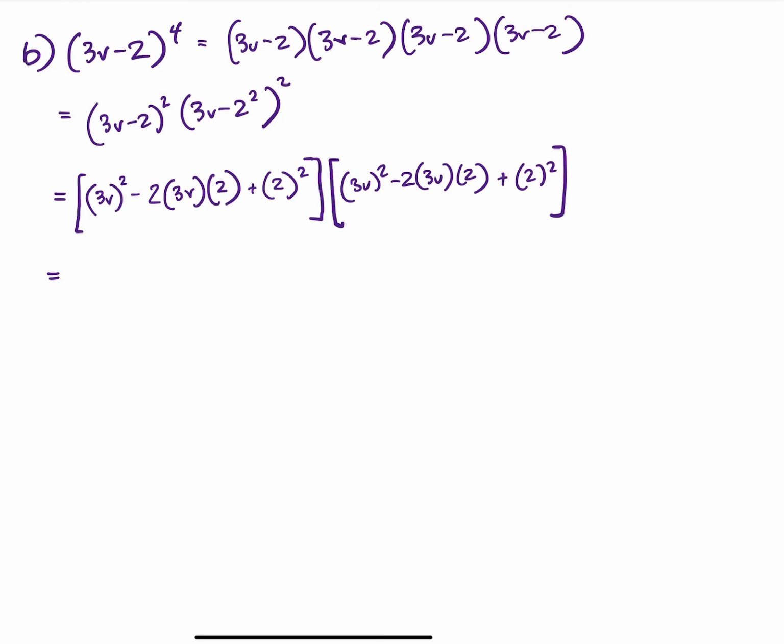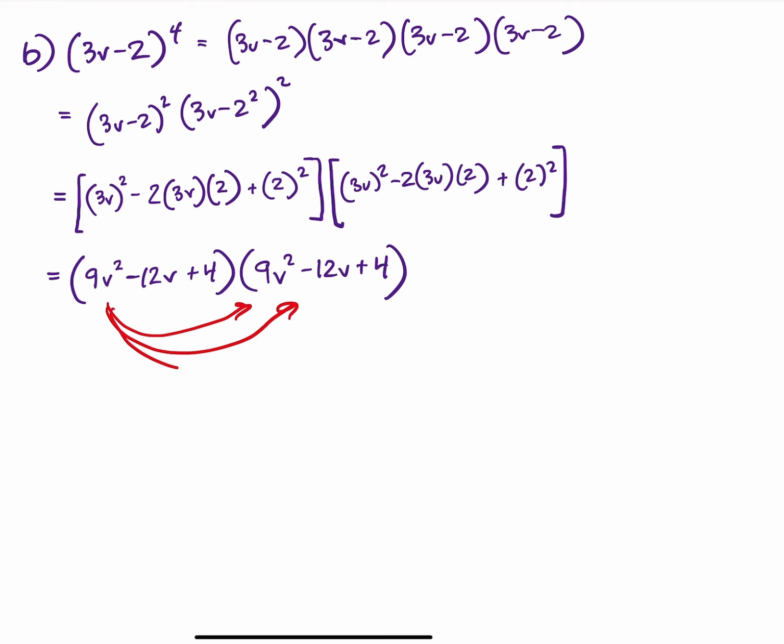So what would that give us multiplied out? 3v squared, 3 times 3 is 9, and then v times v is v squared. Then minus 2 times 3v times 2, so 2 times 3 times 2 should give us 12. So minus 12v plus 4. So we get this times itself. So let's multiply these together. We'll use that same process. I'll just take the 9v squared and multiply it to each term.